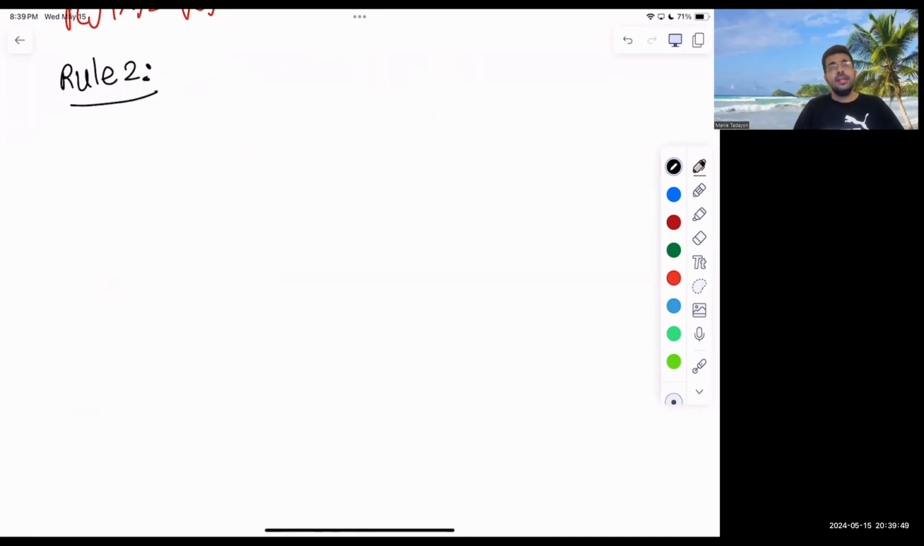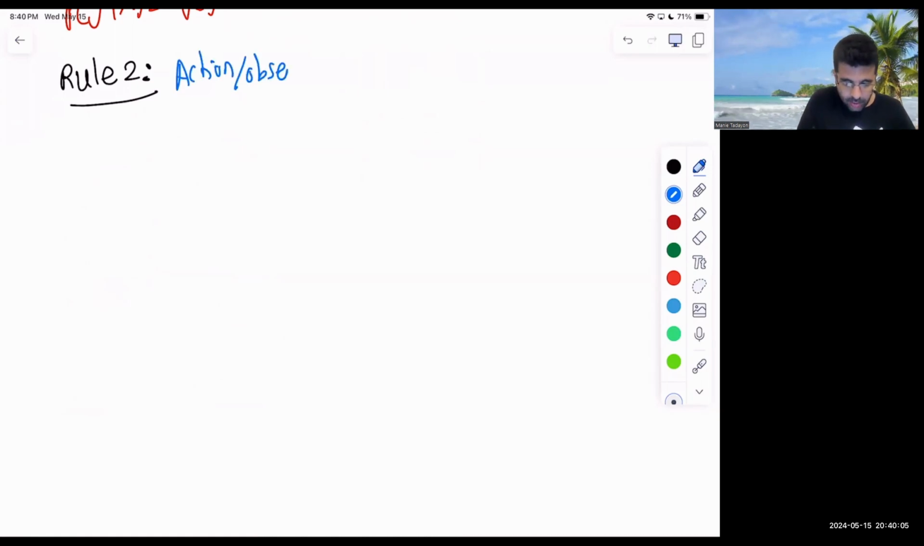Now, rule number 2 is, in my opinion, the most interesting one, and it's perhaps the hardest rule to understand. All right. So rule number 2 is about exchanging action and observation. That's exactly what we are doing: action, observation, exchange.